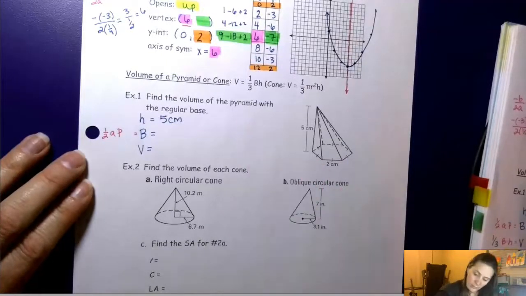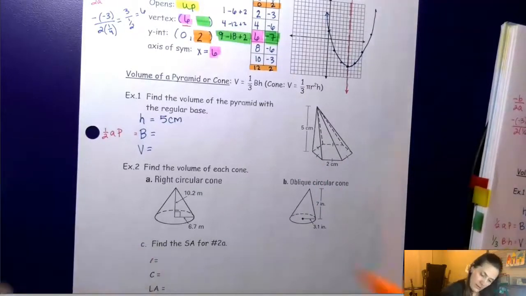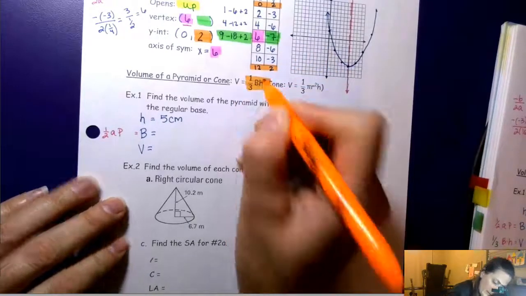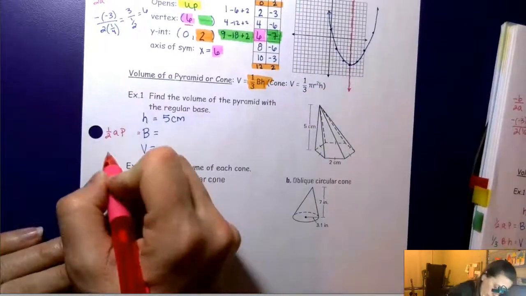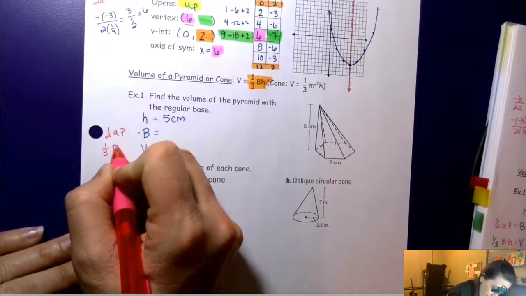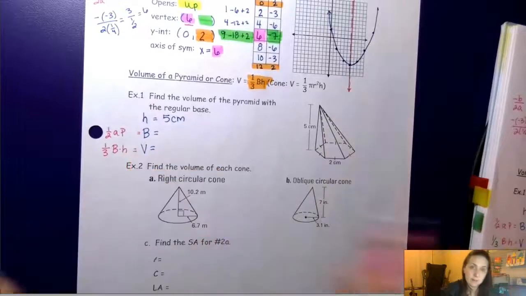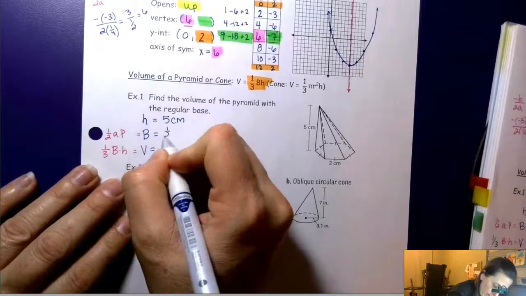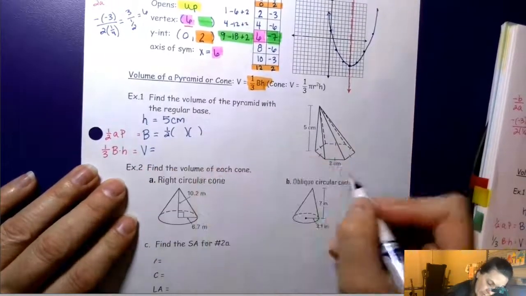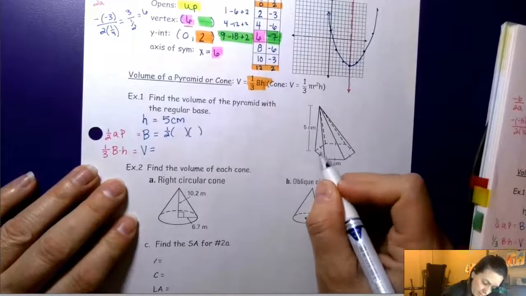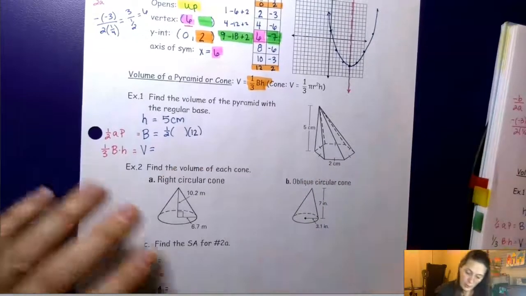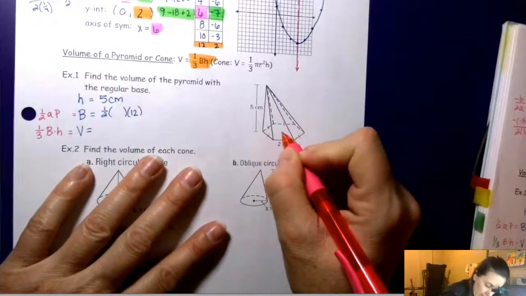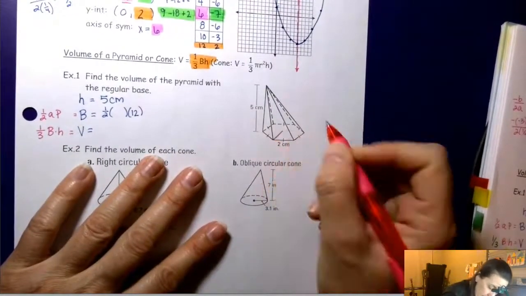And then my volume right here is going to be 1/3 area of the base times the height. Okay, so I have 1/2 apothem perimeter. Well, this is 2, 2, 4, 6, 8, 10, 12. My perimeter is 12.